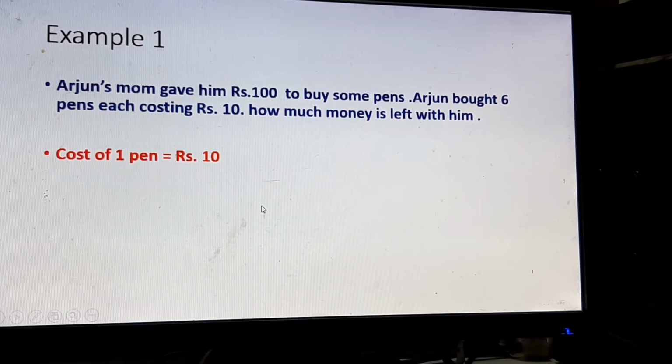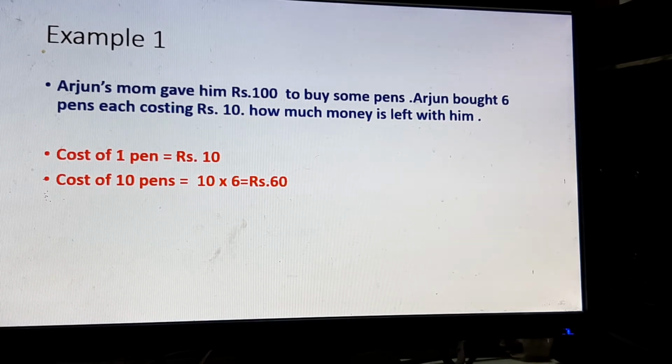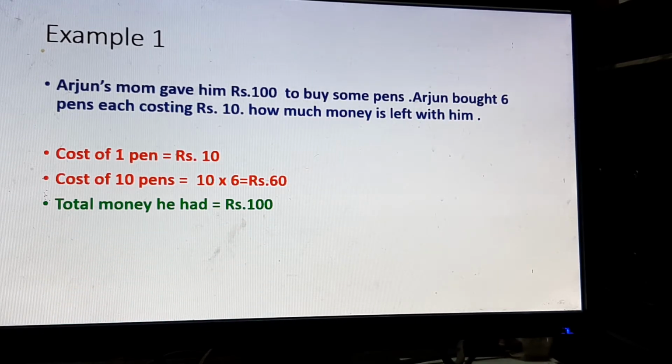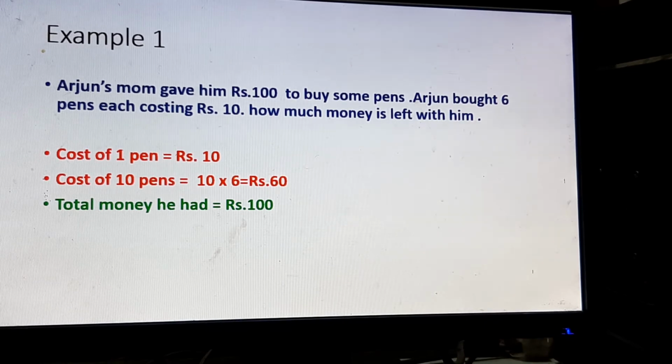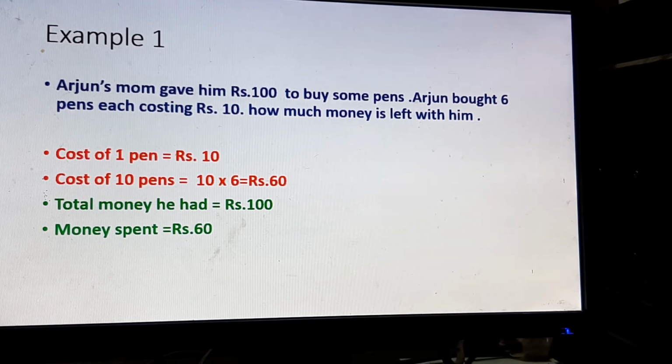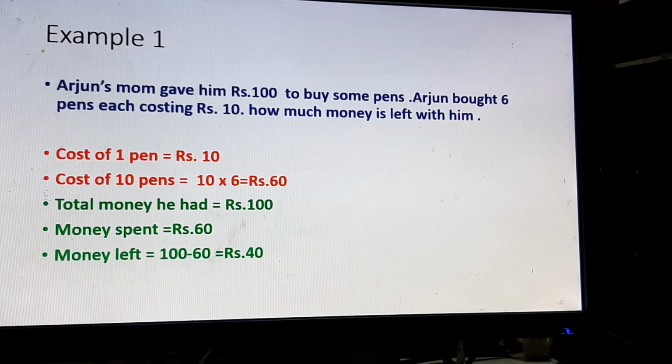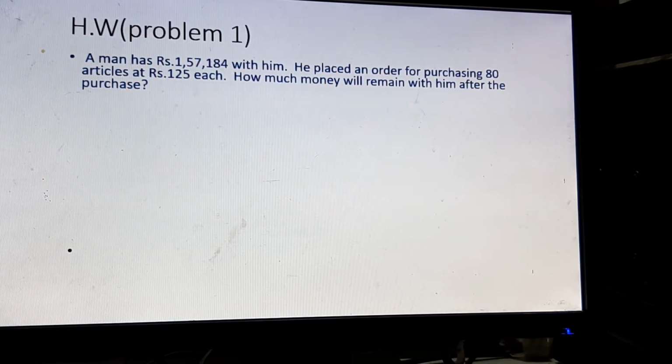Cost of 1 pen, rupees 10. Cost of 6 pens, 10 into 6, that is rupees 60. Total money he had, rupees 100. Money spent, how much did he spend for buying pens? Rupees 60. So what is the money left? 100 minus 60, rupees 40. So this is a very easy sum. But why am I giving this sum? Because there is another sum in your notebook which we have to do, and which is very similar to this one.